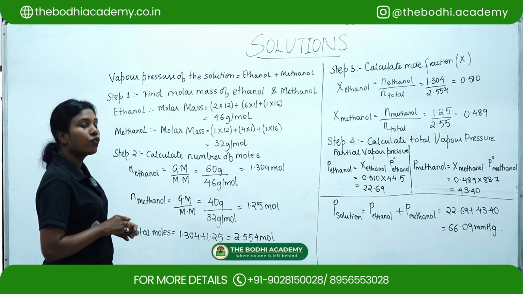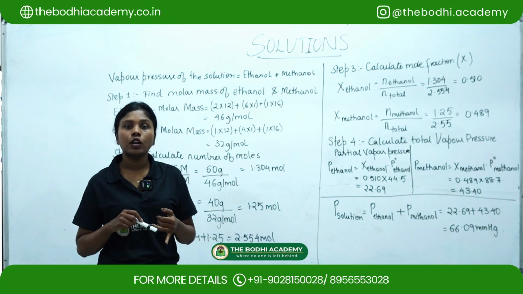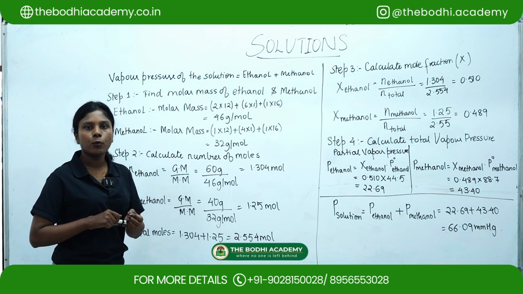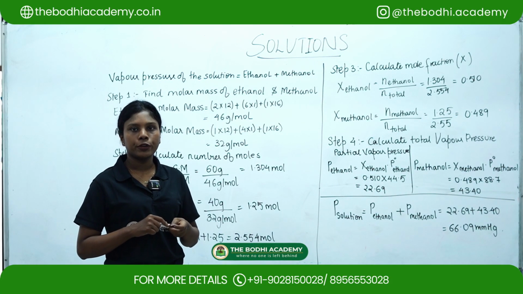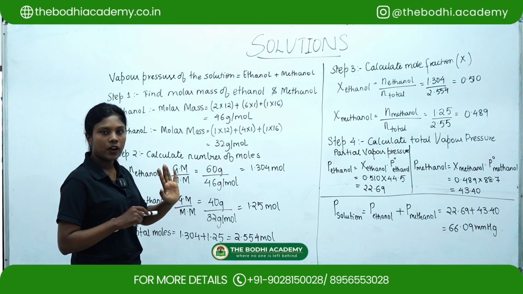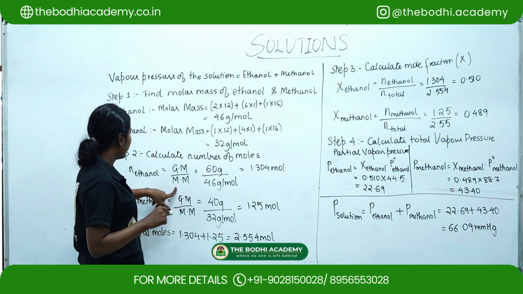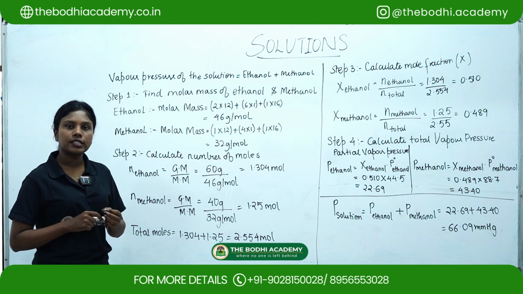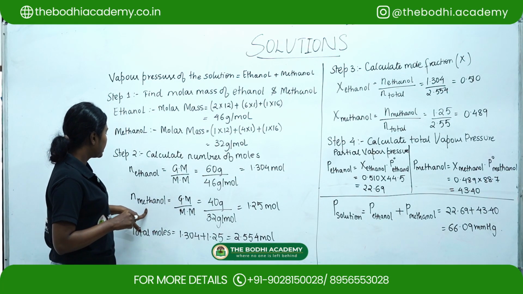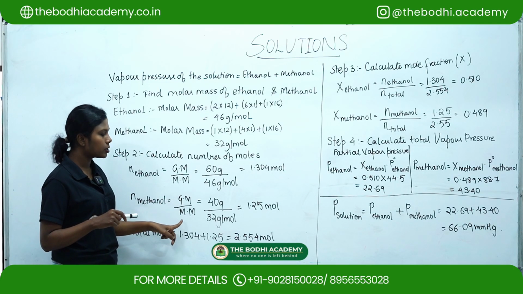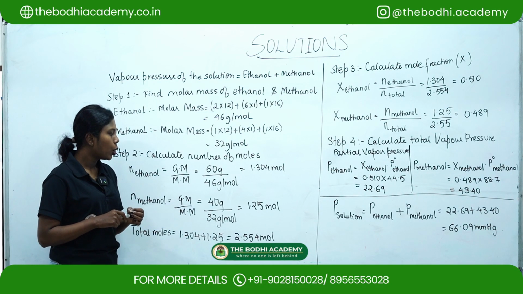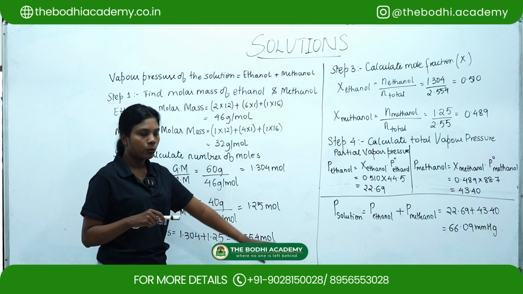Now the next step is to find the number of moles that are present in this ethanol and methanol respectively. So first, with regards to ethanol, number of moles is given by given mass upon the molecular mass. Now the given mass is already given in the question, whereas the molar mass we have just found out. So given mass is 60 grams with regards to ethanol and molar mass is 46 grams per mole, which comes down to 1.304 moles. Same way with regards to methanol, it is given mass upon molar mass. Given mass is 40 grams and molar mass is 32 grams per mole, which comes to 1.25 moles.